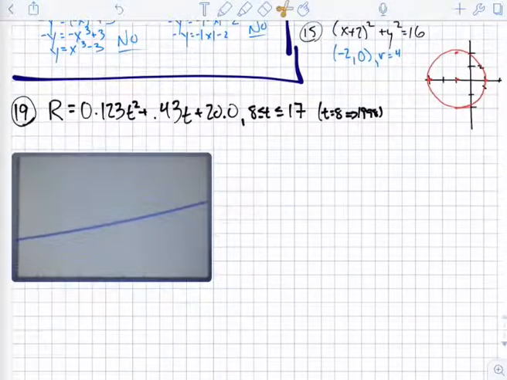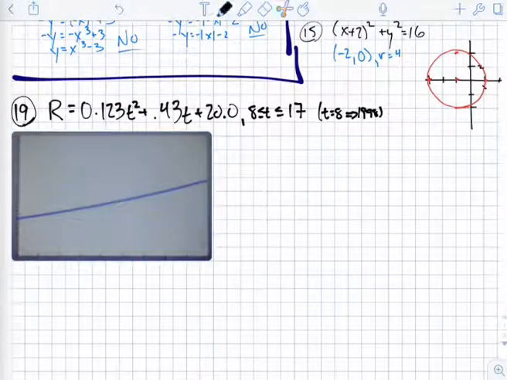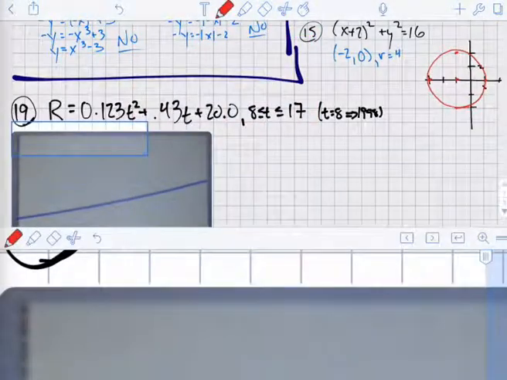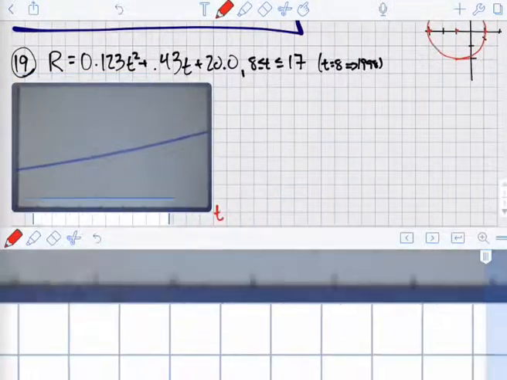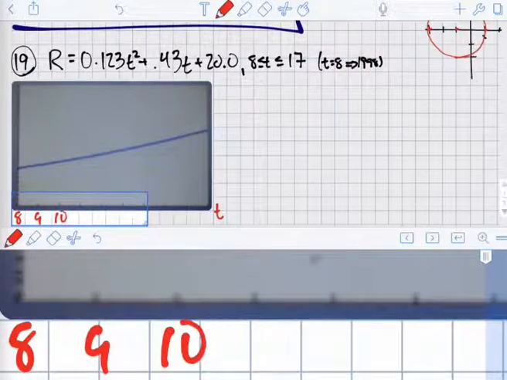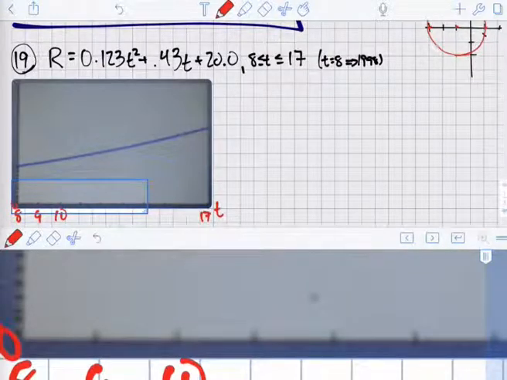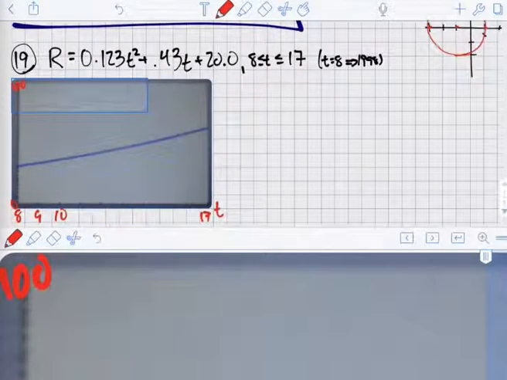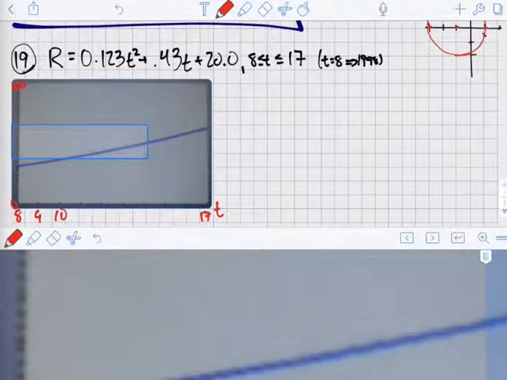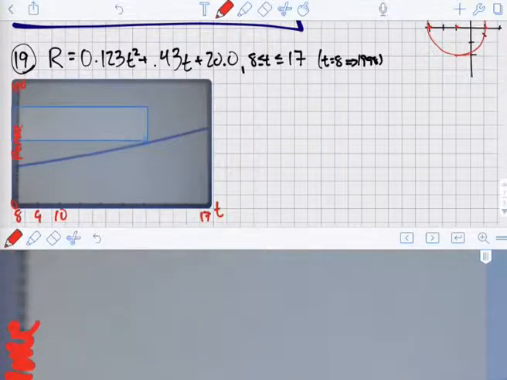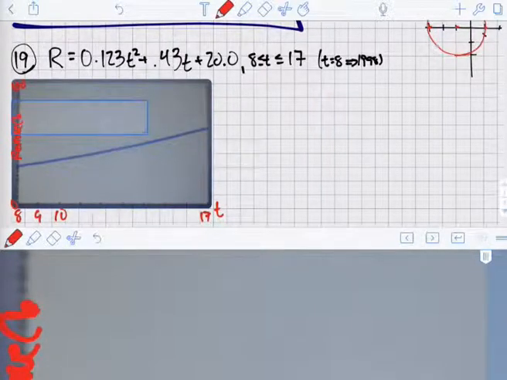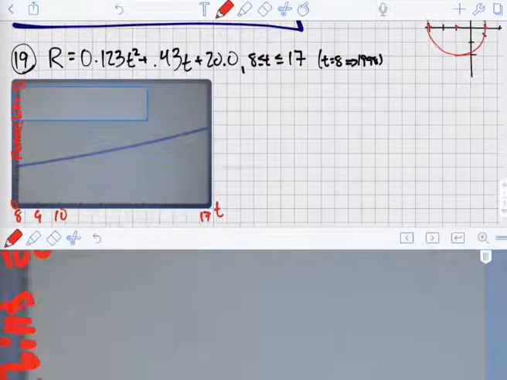And I want to make sure that I have appropriately labeled my axes. So this is t, this is 8, 9, 10, and so on, all the way up to 17. And this is 0 up to 100. And remember, we had what on this side? We have revenue, and that's in millions of dollars. Billions of dollars. Okay, there's our sketch of our graph.